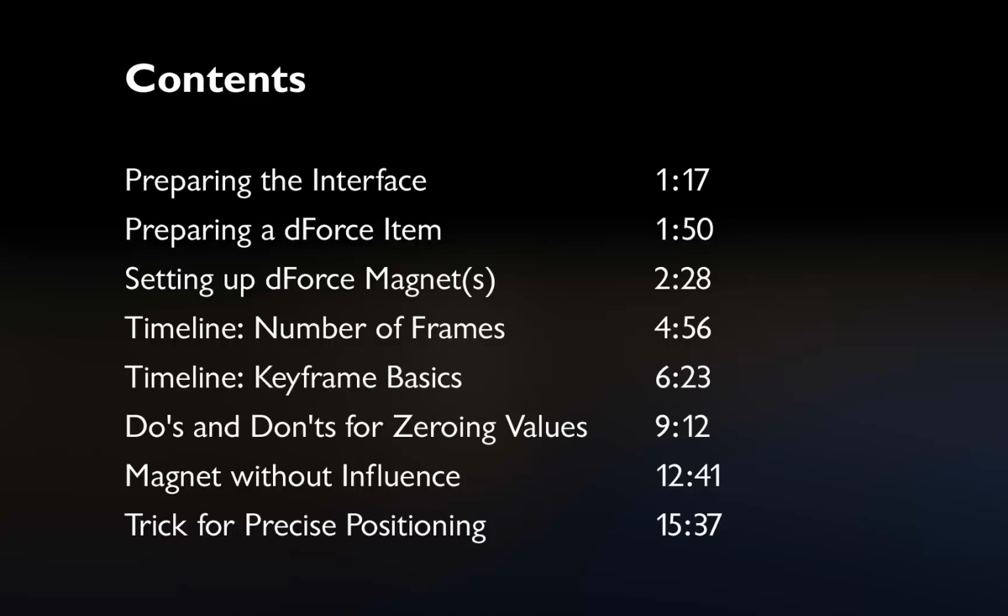The first topic is about preparing the interface and the scene, so you have all tools on your screen that you're going to need. Then I'll explain how to set up a magnet, and then I'll cover frames and keyframe basics, and if you're familiar with the timeline in that studio, you can skip this chapter. I will also cover some do's and don'ts for zeroing out values if working with a timeline animation.